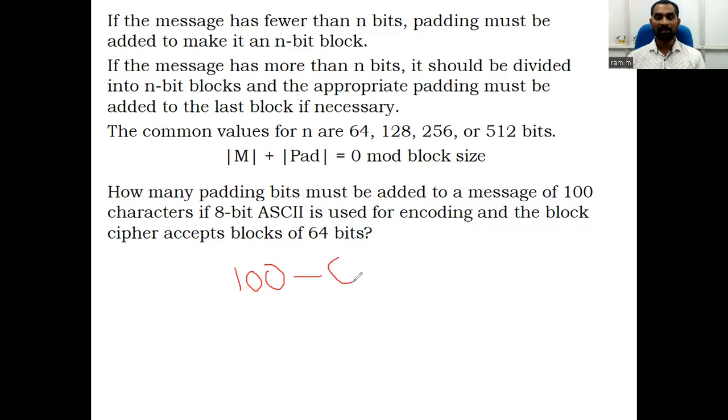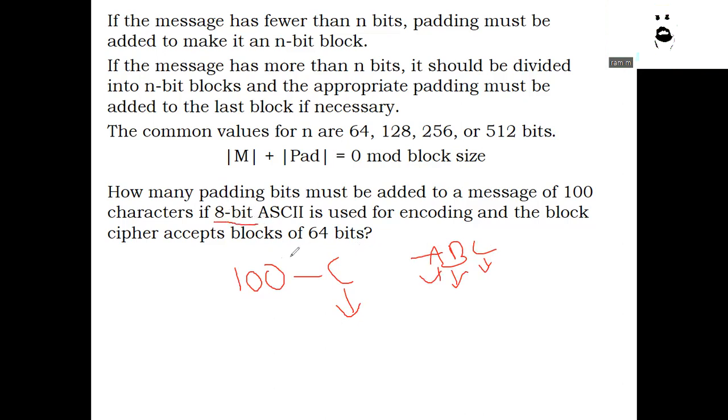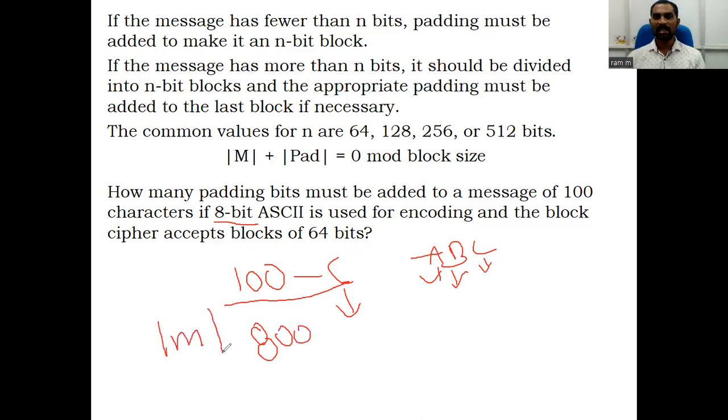Now we need to represent these characters in binary, because the computer will not understand ABC. We need to convert them into binary language. The problem says each character is of 8 bits. So totally I have 100 characters, each of 8 bits, so totally I have 800 bits. This is our mod m. So this is the size of the message.